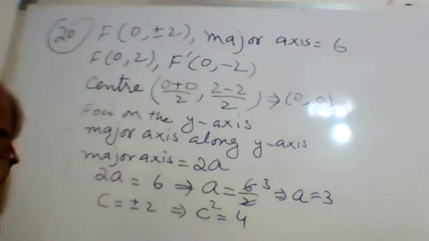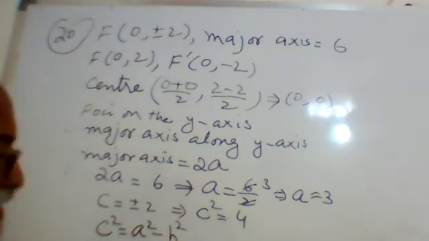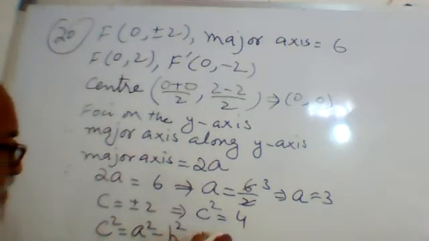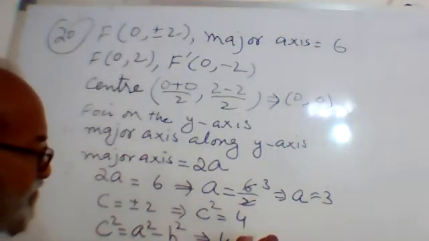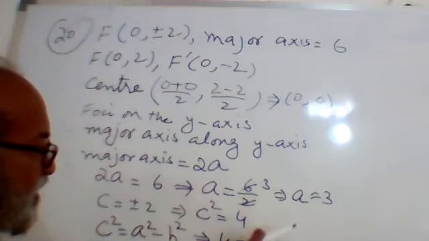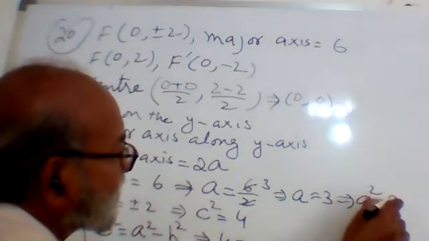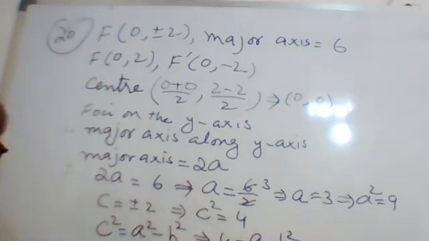Now we will find B. I told you the relation. C square is equal to A square minus B square. Put the values. C square is equal to 4, equal to A square. A is 3, so A square will be 9, minus B square. B square is unknown.